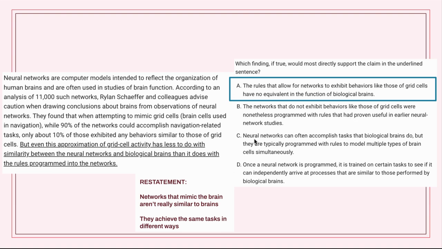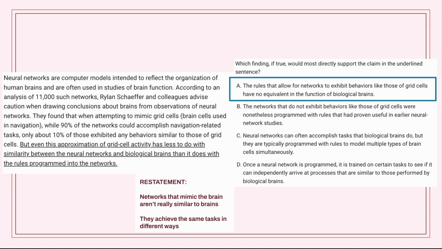C: neural networks can often accomplish tasks that biological brains can do, true, but they are typically programmed with rules to model multiple types of brain cells simultaneously. This one is tempting because it is saying what we said. They can accomplish tasks, but they're about to contradict that similarity. They're typically programmed with rules to model multiple types of brain cells simultaneously. To me, this is still saying it is modeling the brain, but just multiple things at the same time. It's kind of sidestepping the question, honestly.